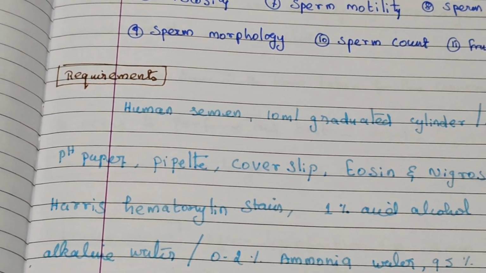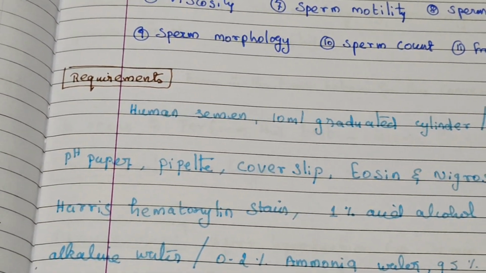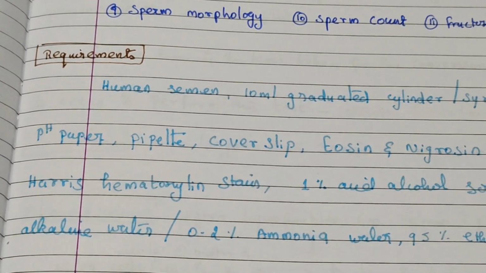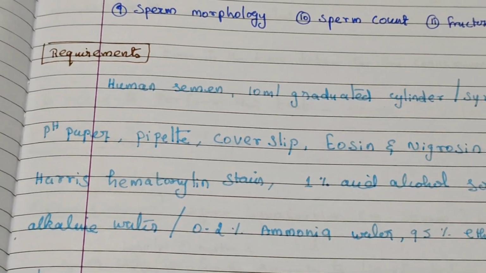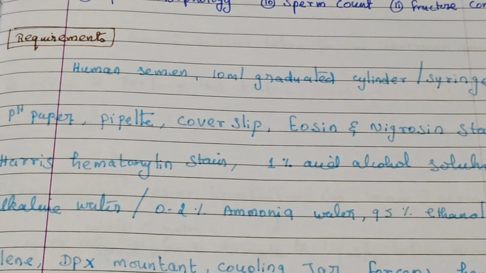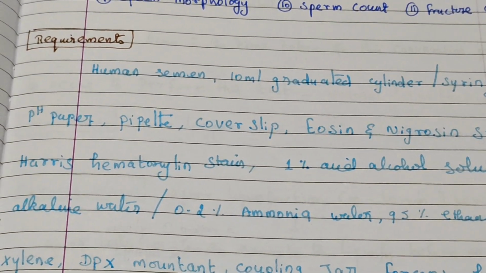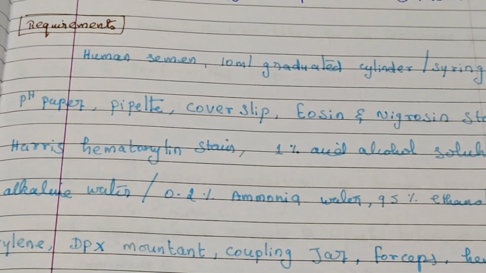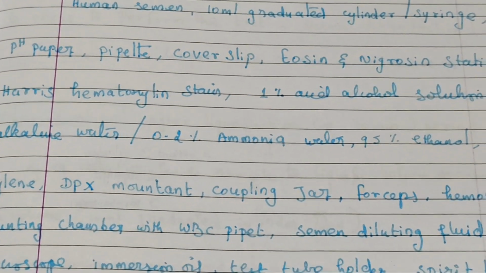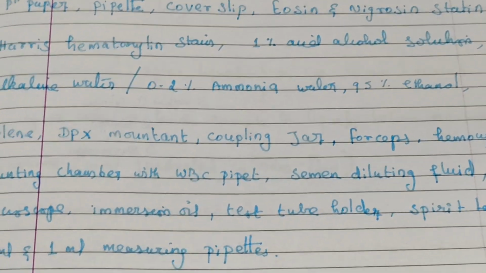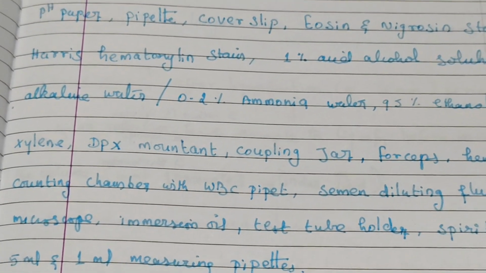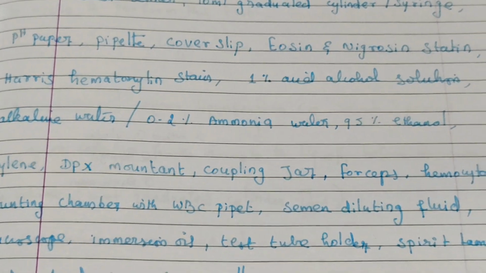Syringe, pH paper for the narrow range of pH, narrow glass tube, pipette dropper, glass slide, cover slip, eosin and nigrosin stain, Harris hematoxylin stain, eosin stain, 1% acid alcohol solution, alkaline water, 0.2% ammonia water, 95% ethanol, absolute ethanol, xylene, DPX mount, coupling jar, forceps, holder, spirit lamp, 5 ml and 1 ml measuring pipettes. So these are the things required for analysis of semen.